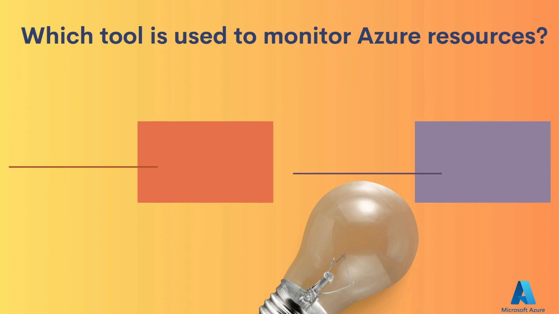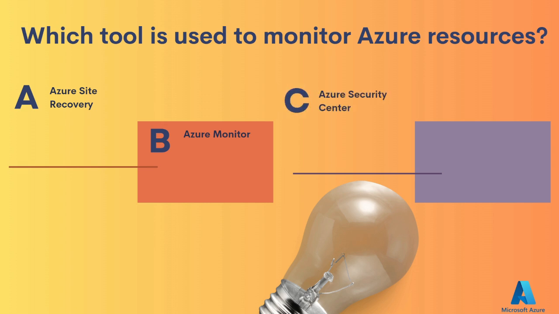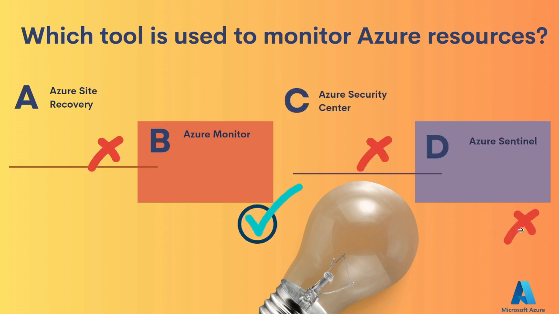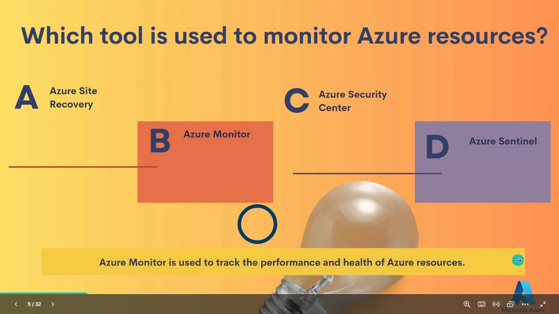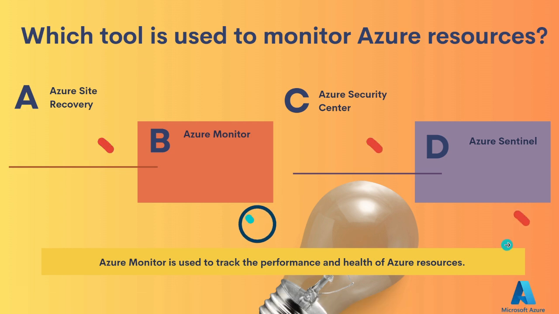Which tool is used to monitor Azure resources? Our options are Azure Site Recovery, Azure Monitor, Azure Security Center, Azure Sentinel. So our right answer is Azure Monitor. Azure Monitor is used to track the performance and health of Azure resources. Let's go to the next question.